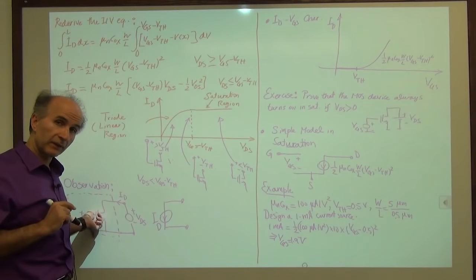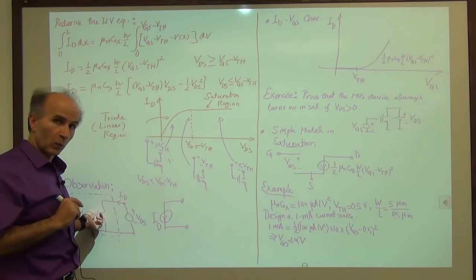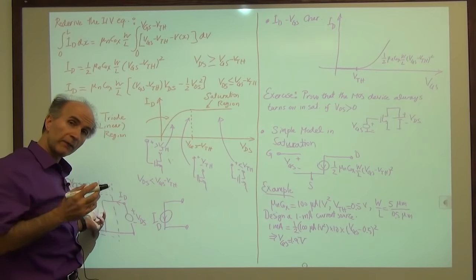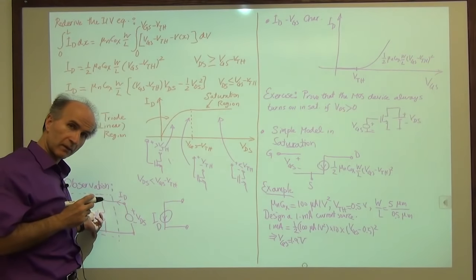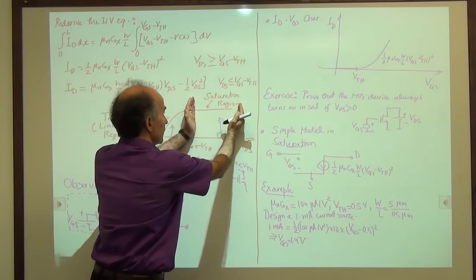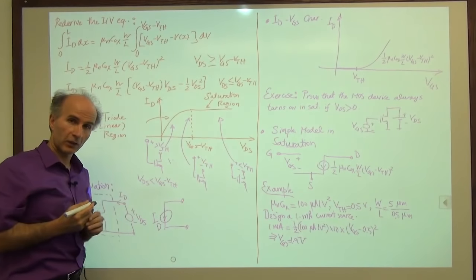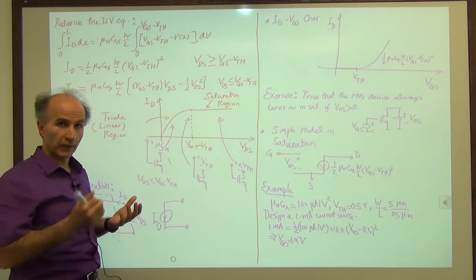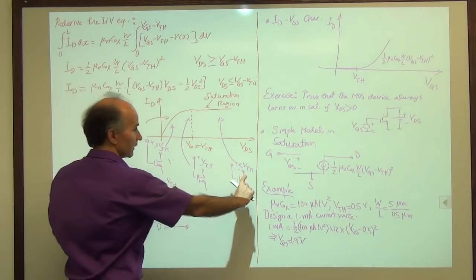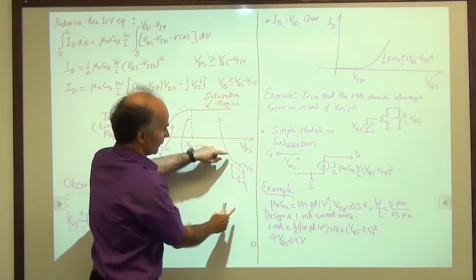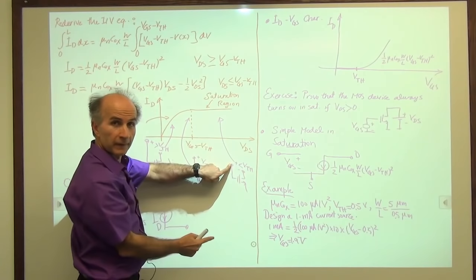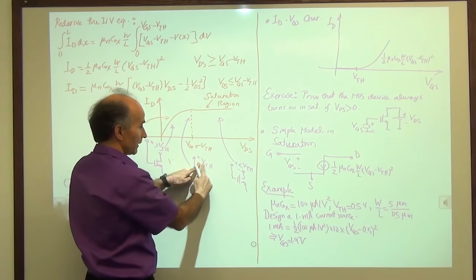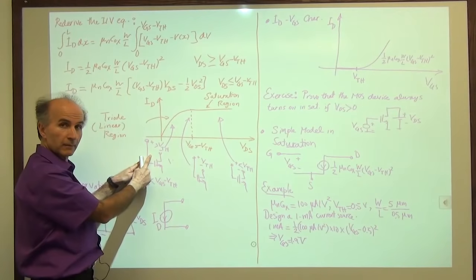Is that 1 milliamp guaranteed? Well, only if the device is in saturation. Only in the saturation region do we have a current source. How do we know if we are in saturation or not? We have to look at VDS. We have to look at VGS, or we just look at the gate with respect to drain. We have to be somewhere around here, right? We cannot be over here.